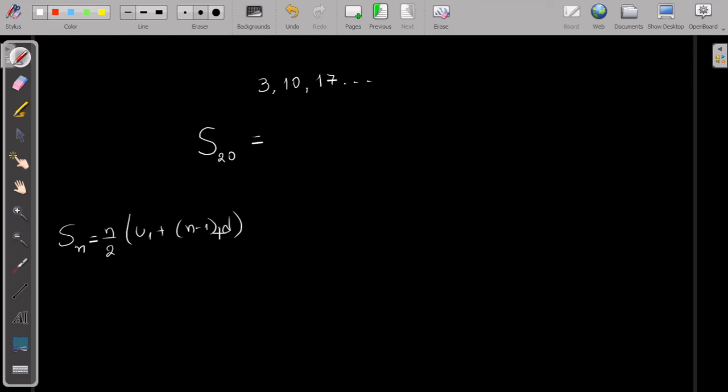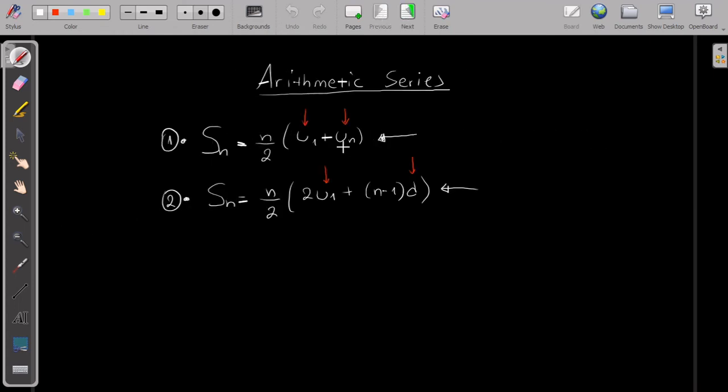If you look at this formula 2, it is basically what I get if I substitute in the first formula the nth term with its equivalent. If you remember from the previous lesson, un is u1 plus (n minus 1) times d. So if I substitute this here, I will get this formula.